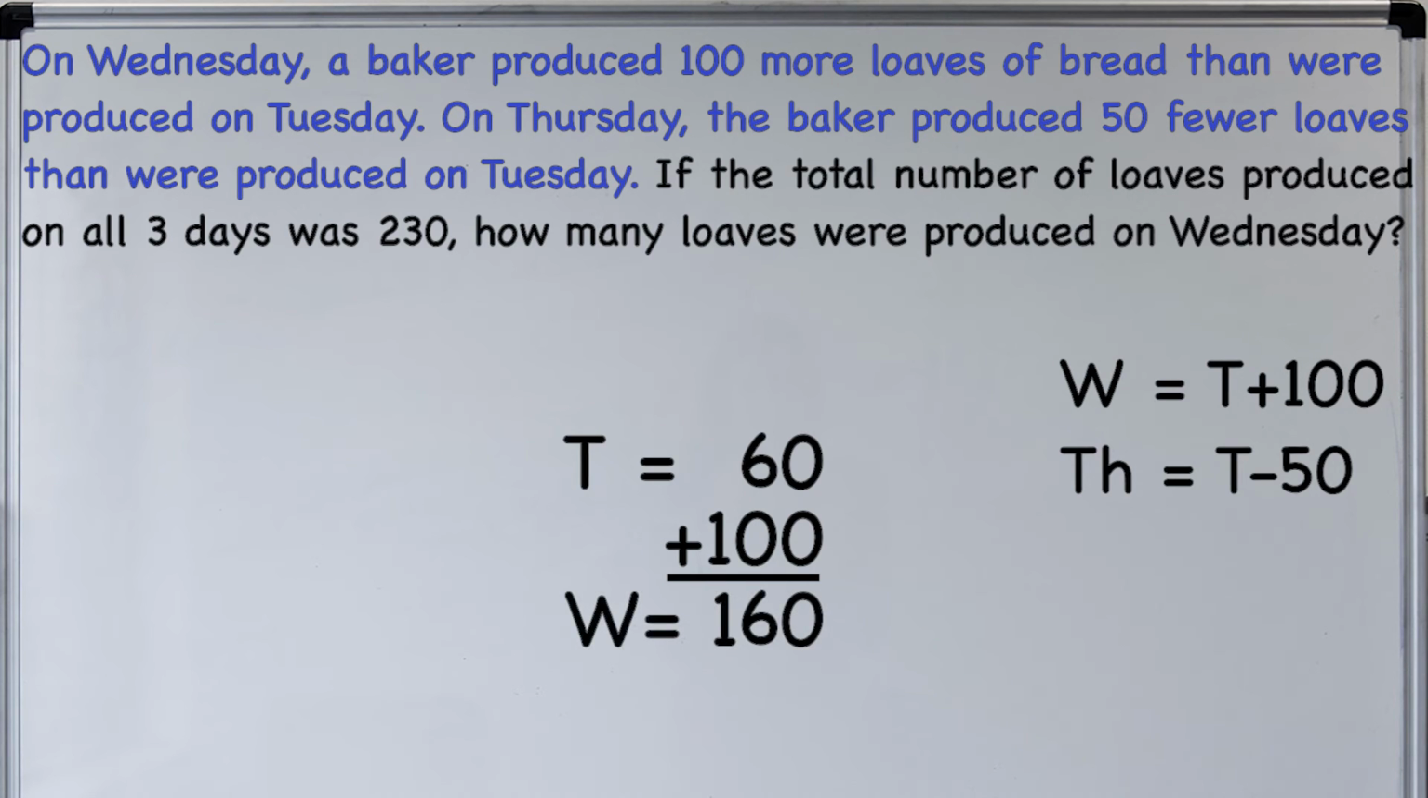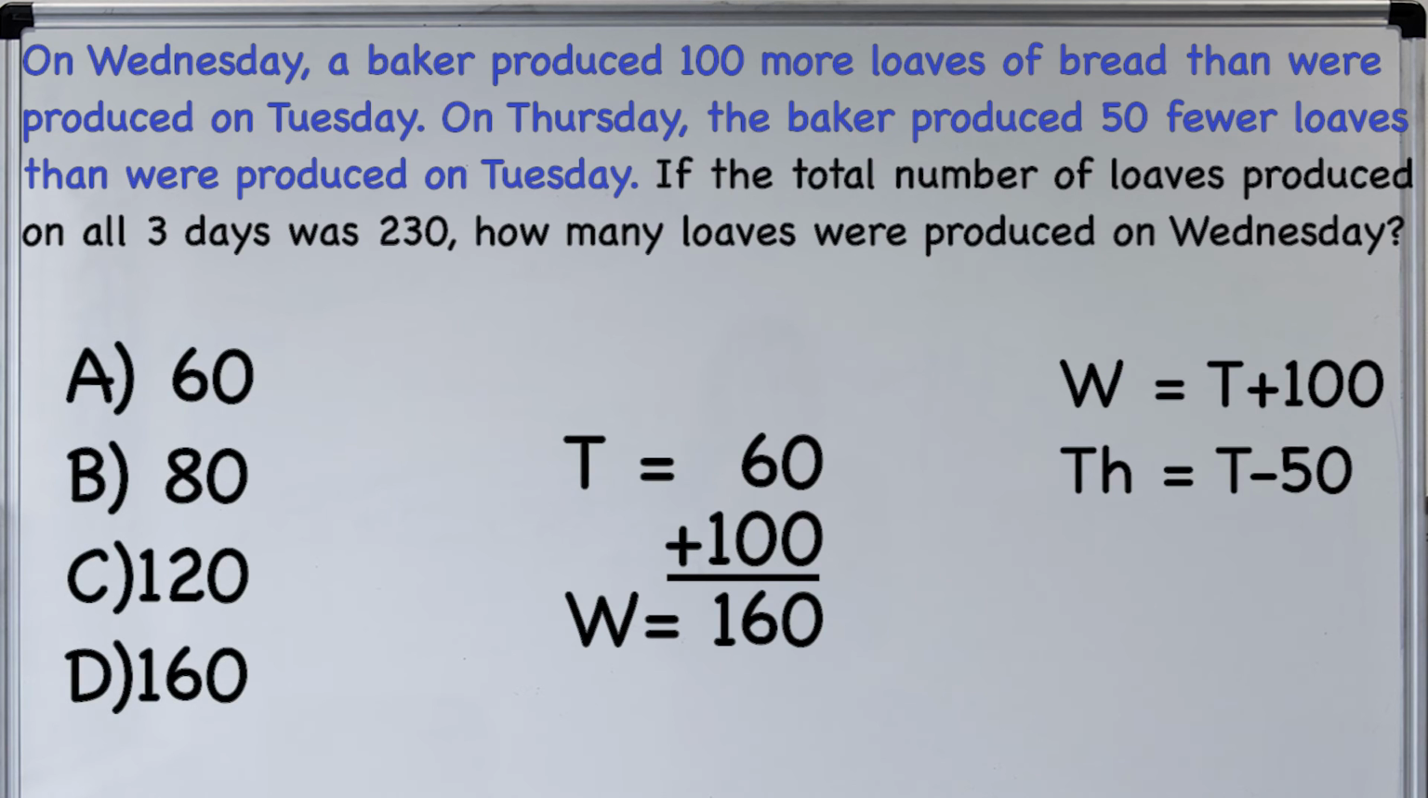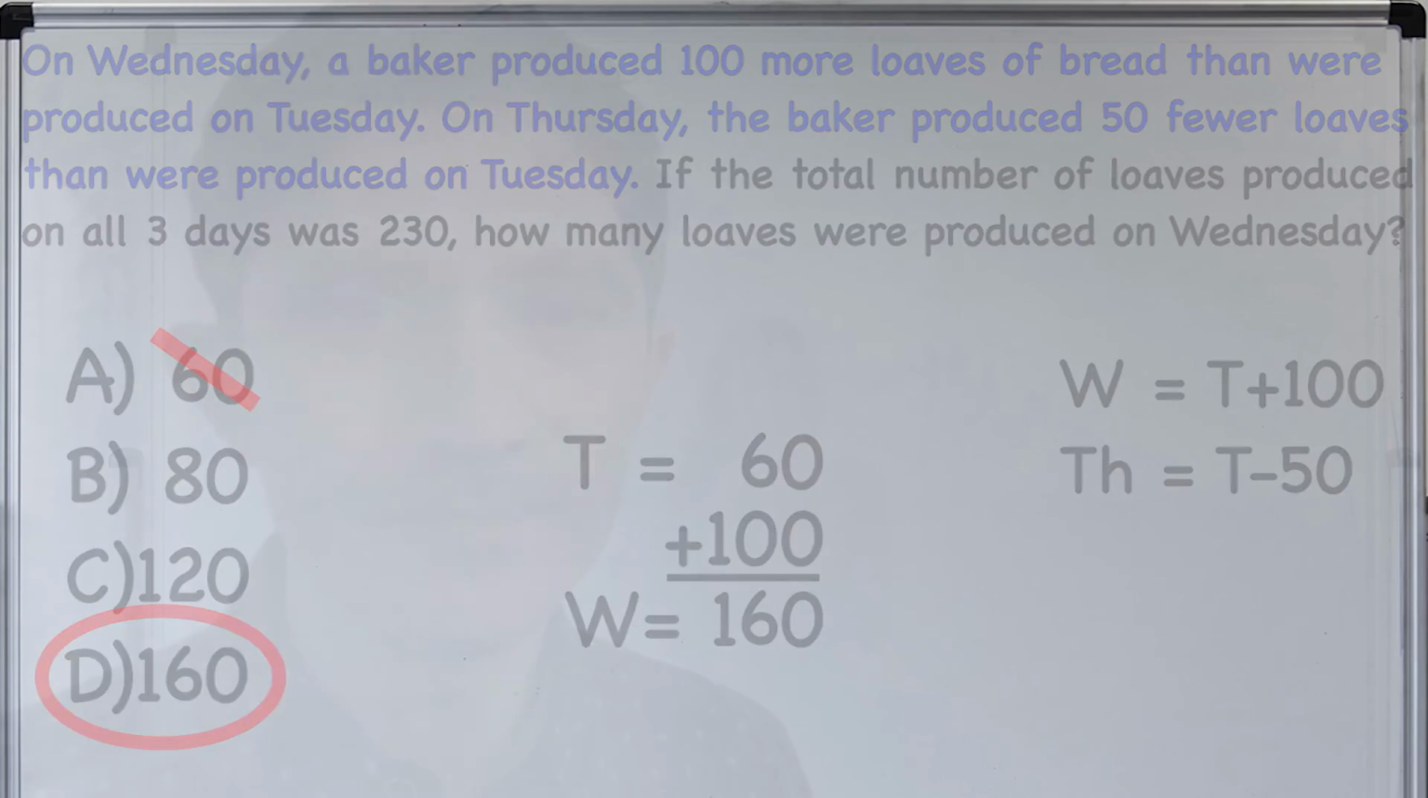And now let's look at our answer choices here. Of course, they give us 60 as an answer choice in case you forgot to go and look back at the question and see what it was asking. But we're not going to pick that. We're not going to get fooled. So we're going to pick the correct answer here, which is 160 loaves of bread.